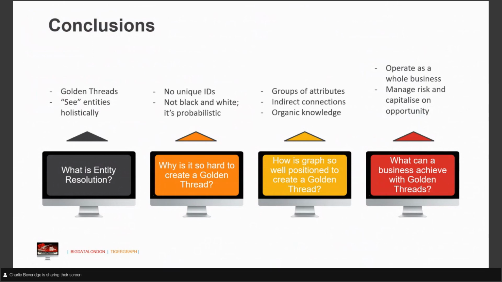And finally, Graph is naturally positioned to relate together groups of attributes into very easily navigable networks. They'll enable you to create golden threads that update organically as you obtain more information, and they always reflect the latest collective knowledge of your business.